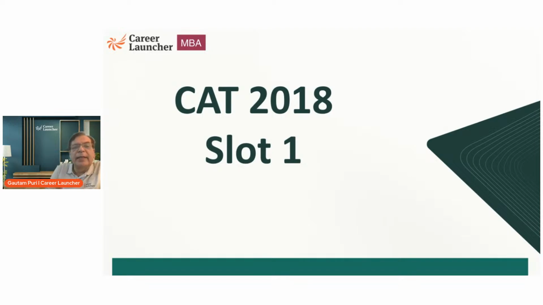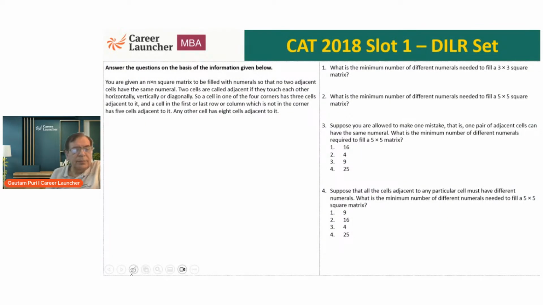So let's look at this particular data set. Small data set. Let's go through it. You are given an n by n square matrix to be filled with numerals so that no two adjacent cells have the same numeral. Two cells are called adjacent if they touch each other horizontally, vertically, or diagonally. So a cell in one of the four corners has three cells adjacent to it, and a cell in the first or the last row or column which is not in the corner has 5 cells adjacent to it. Any other cell has 8 cells adjacent to it.